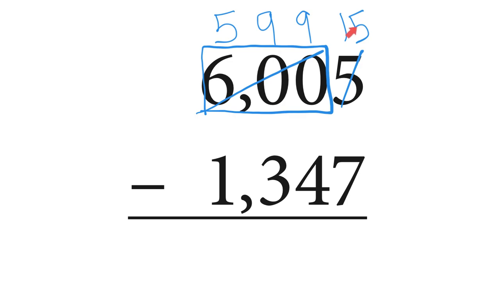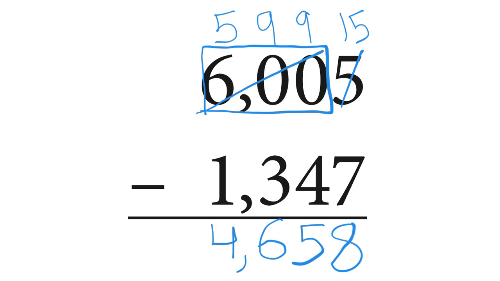Now I can subtract 15 minus 7, and that is 8, I do believe, if my math is correct. And I can do 9 minus 4, which I think is 5. Okay. 9 minus 3 is 6. And where's my arrow? 5 minus 1 is 4. So that answer is 4,658.